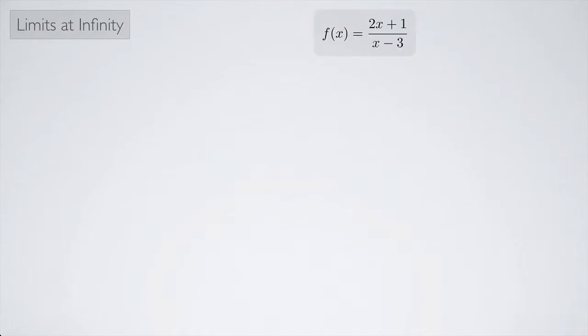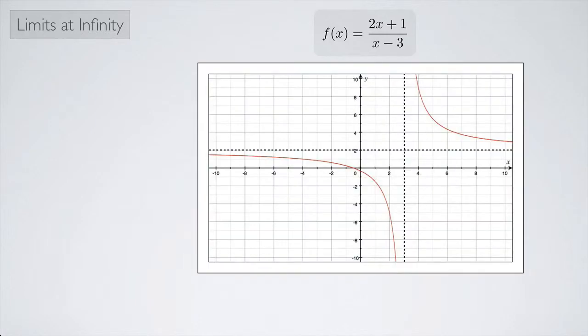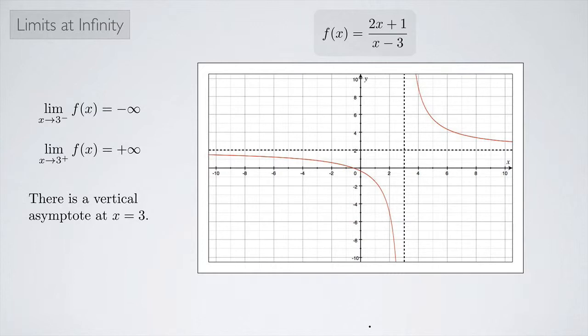Consider the function f of x equals (2x plus 1) divided by (x minus 3). Here's a graph of this function, and we notice a couple things here. First of all, the limit as x approaches 3 from the left of f of x is negative infinity. So here's 3, and as we approach from the left, we end up going to negative infinity. And the limit as x approaches 3 from the right, you end up going to positive infinity. And so this means that there's a vertical asymptote at x equals 3, and that's what we see right here.